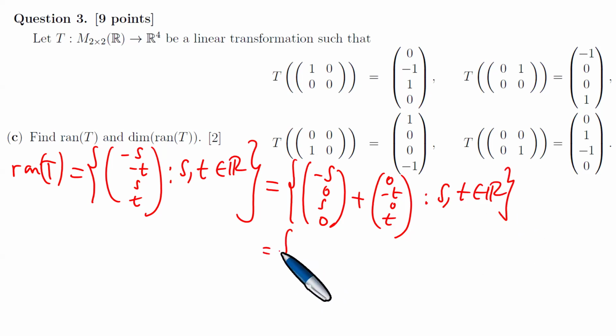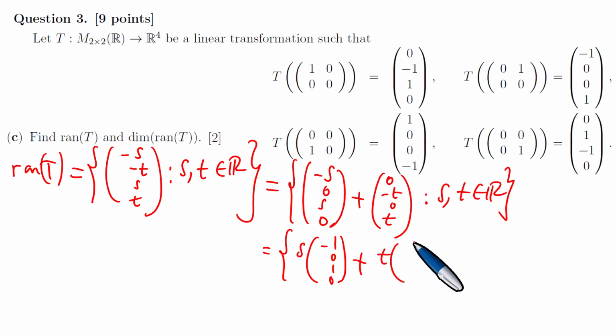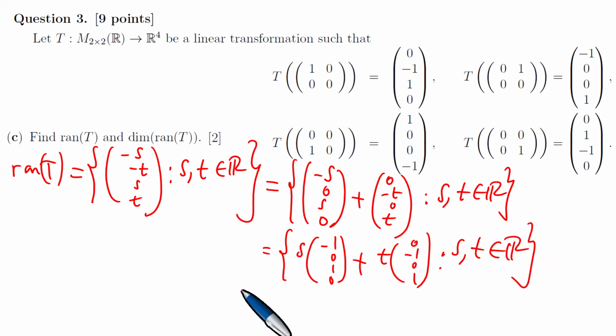Next, we are able to take out the S, and we have -1, 0, 1, 0. T, we have 0, -1, 0, 1. Once again, these things are not unique. You can write these in many ways, but they're equivalent. Right, so you have this. Okay, now, if this is the case, what then are we able to make as an observation here?